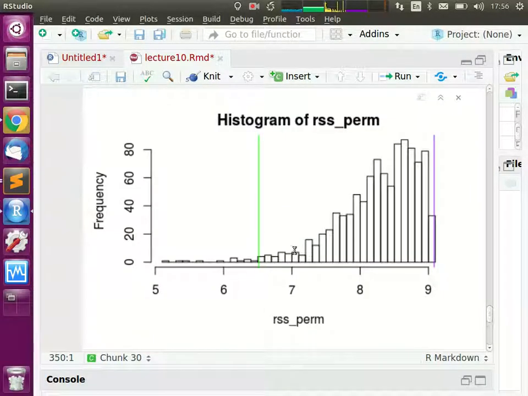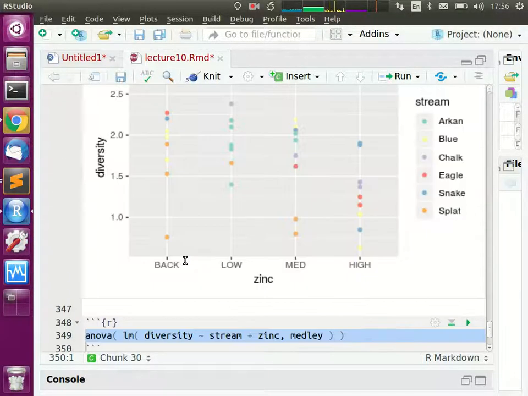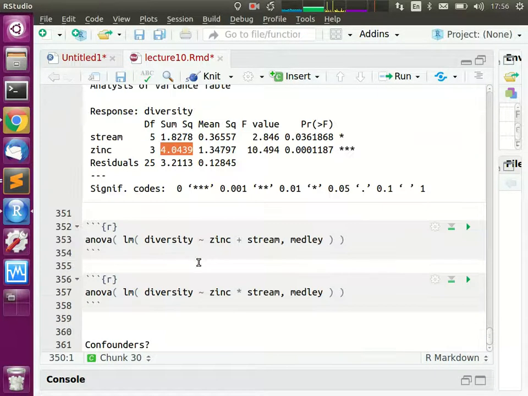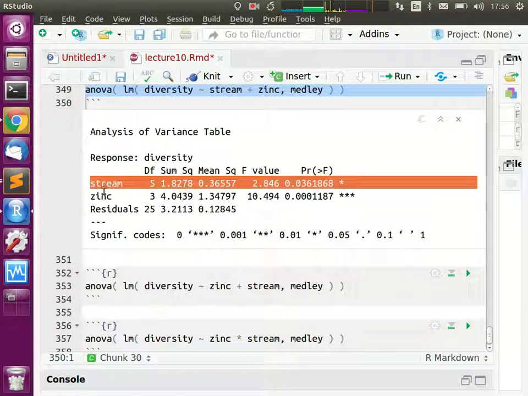It might not sound like much, but look at this here. Reduction by 3 was here. Reduction by 4 is here. This really makes the p-value very low. So once we have accounted for stream, so we have already removed the effect of stream, the effect of zinc becomes much more pronounced.